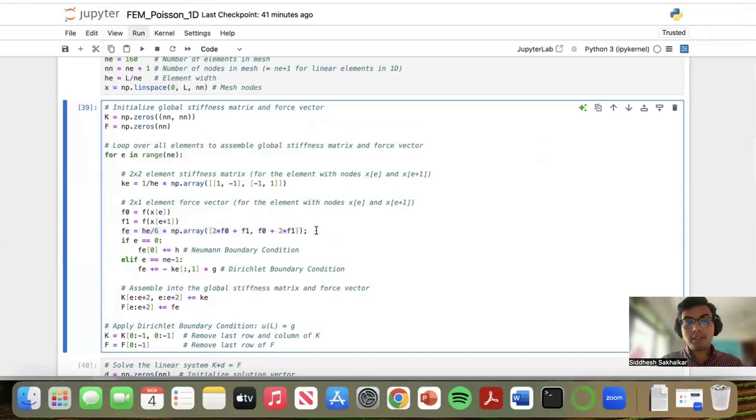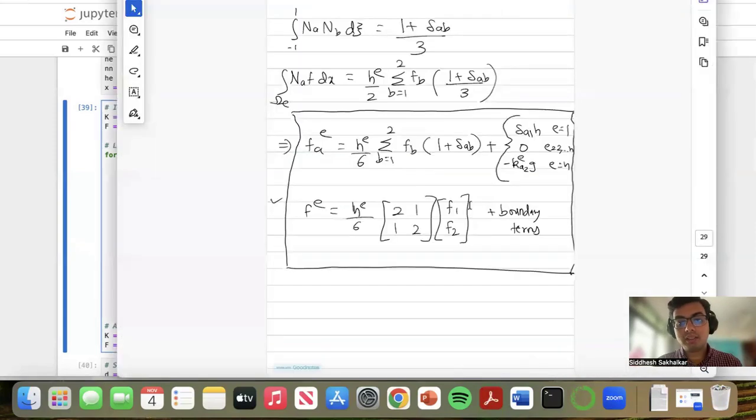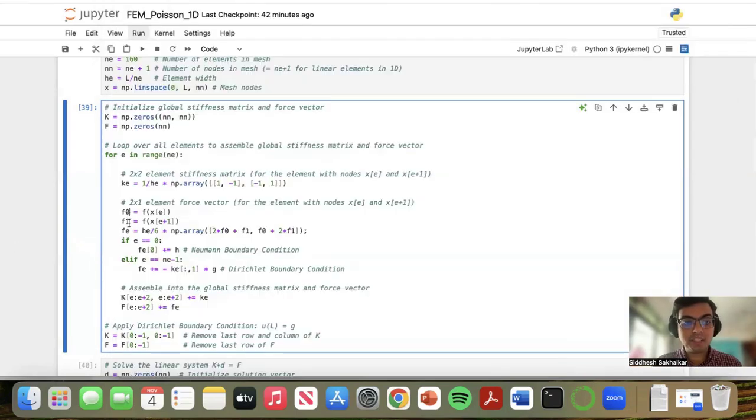One thing that I would note is that Python is based on zero indexing. So if you consider any array in Python, the first index is 0, the second index is 1, and so on. So to be consistent with that, while the first two nodes of an element in local description are node 1 and node 2, so the forces there are F1 and F2, to be consistent with zero indexing, I'm now calling them F0 and F1.